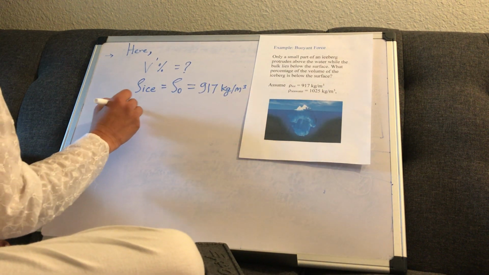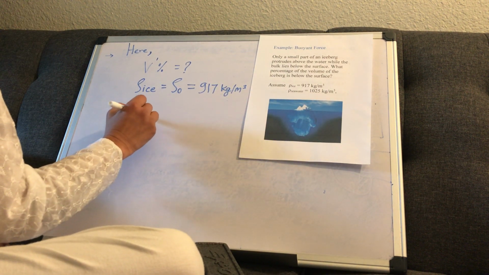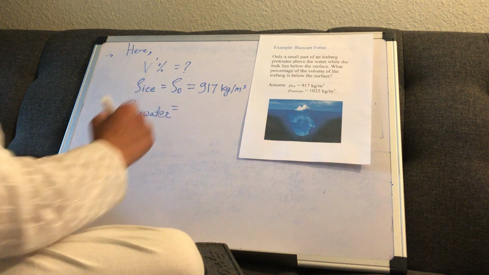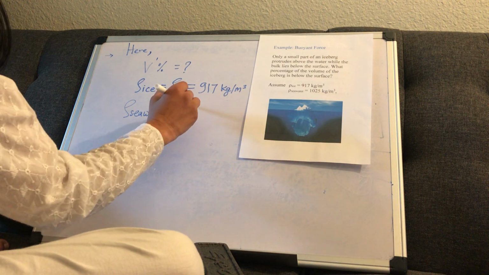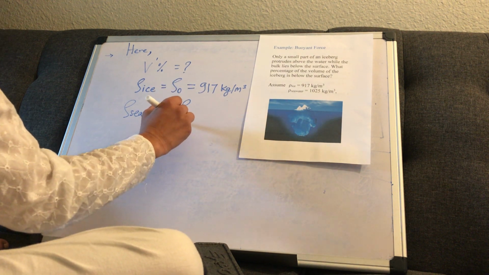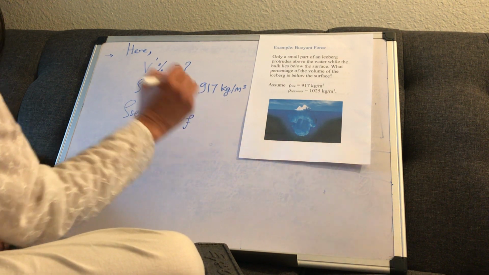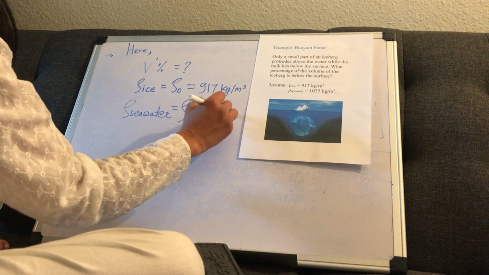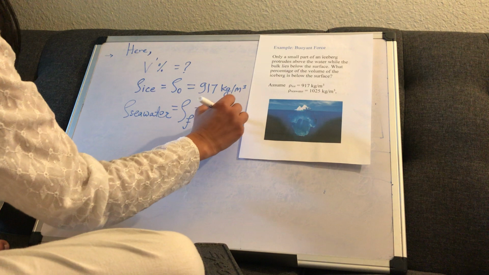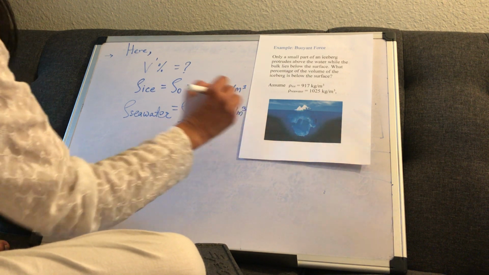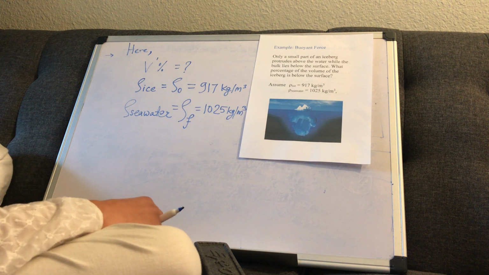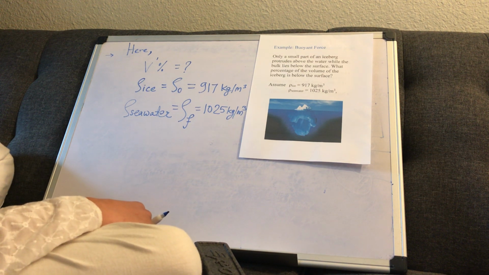What is the density of seawater? Instead of saying seawater, let's make it more general. Let's call it density rho F, fluid, which is given as 1025 kg per meter cube. All right. Now, let's look at this.